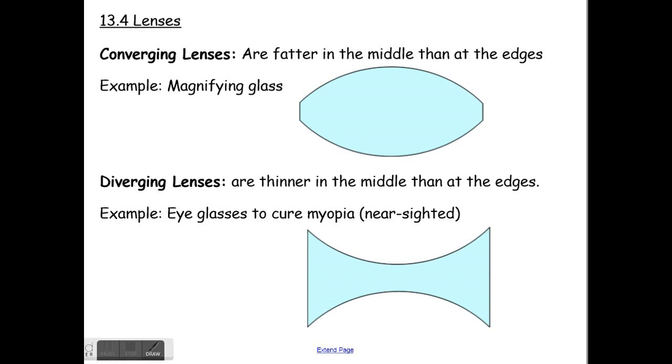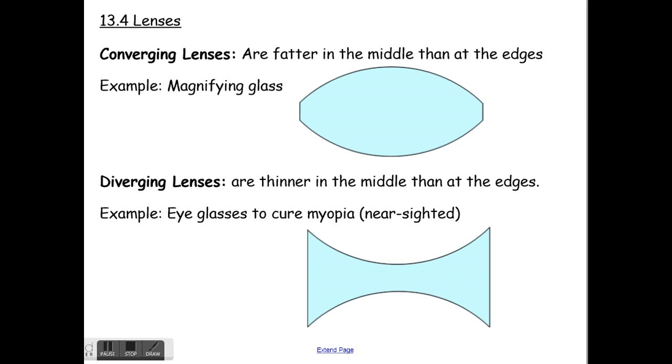This will be my last lesson for this chapter on lenses. Okay, so this is the last part of light that we will cover. So, there are two different kinds of lenses: converging lenses and diverging lenses.